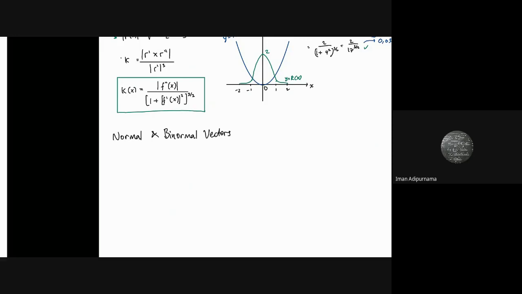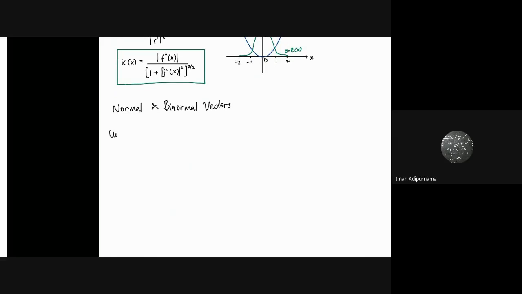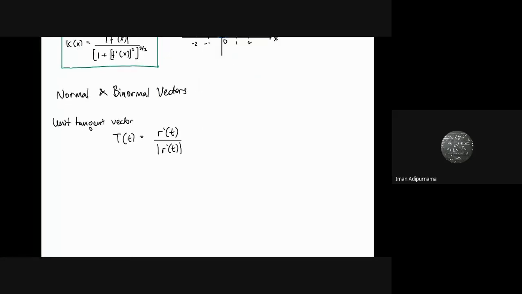Okay, if you remember the unit tangent vector, T capital, this is r prime divided by the magnitude, right? It points in the direction of increasing parameter.